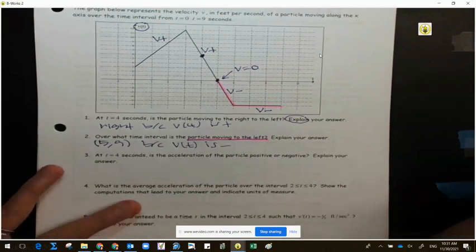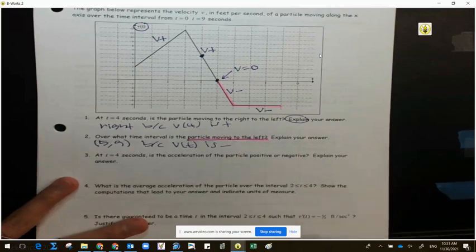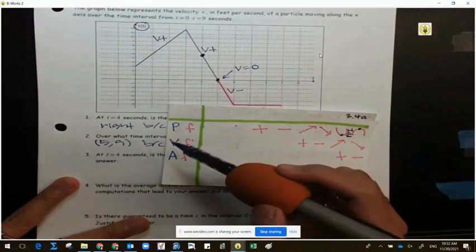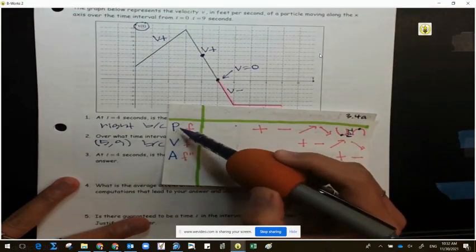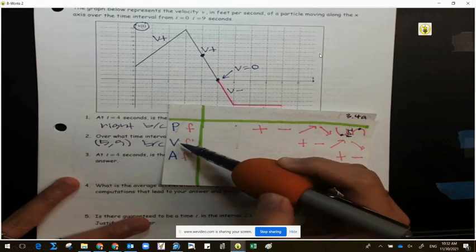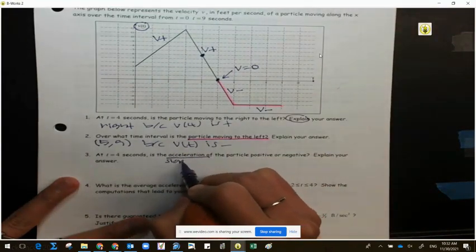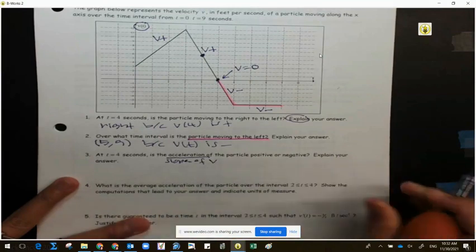All right. For number 3, Sam, go ahead and read number 3, please. At t equals 4 seconds, is the acceleration of the particle positive or negative? Explain your answer. Okay, so we need to talk about the acceleration. And we know the acceleration, just going back to our card, the velocity is the slope of the position. Acceleration is the slope of the velocity. So let's define that on here. It is a slope of the velocity.